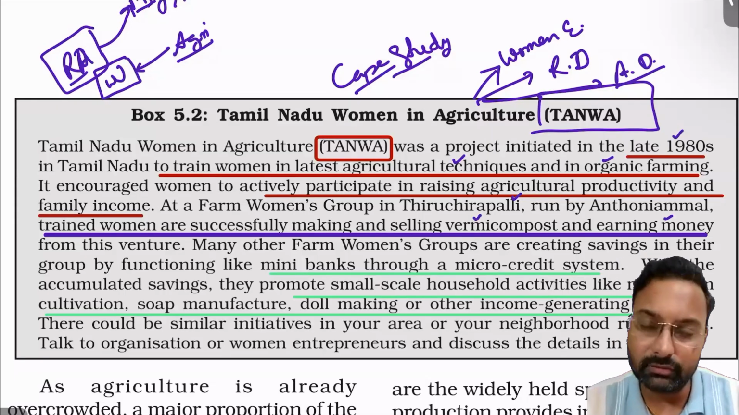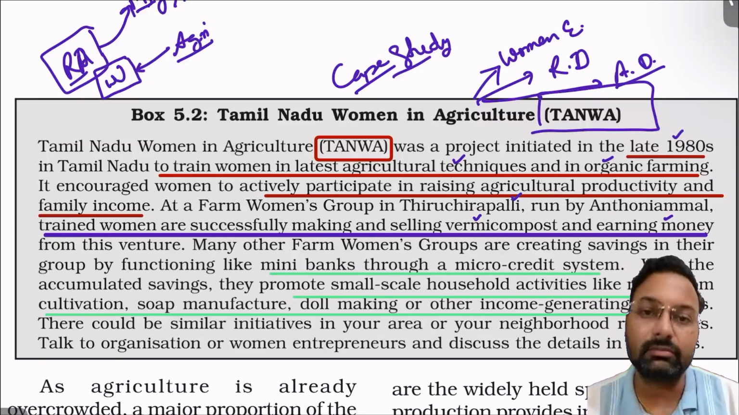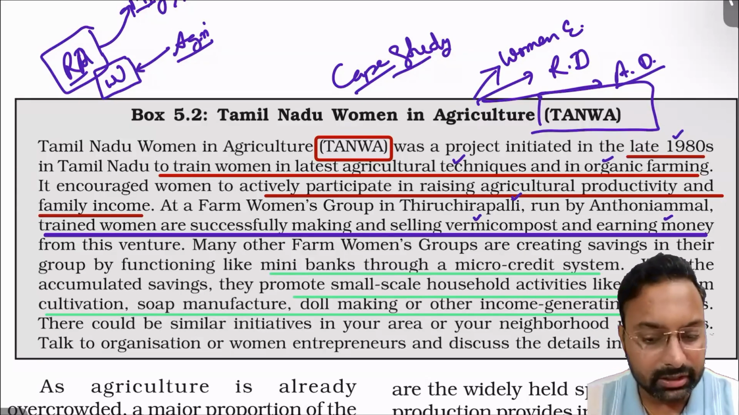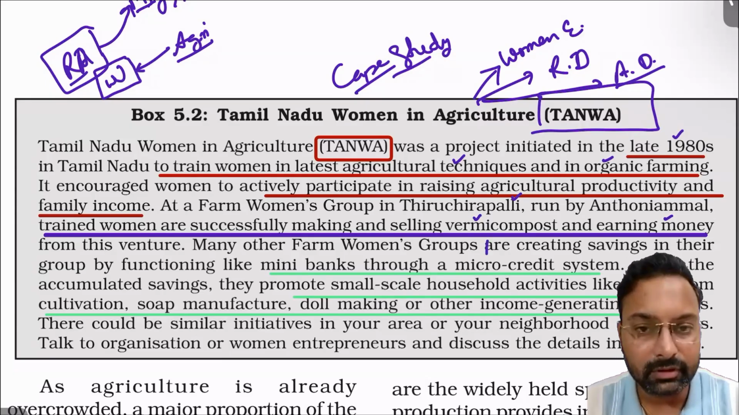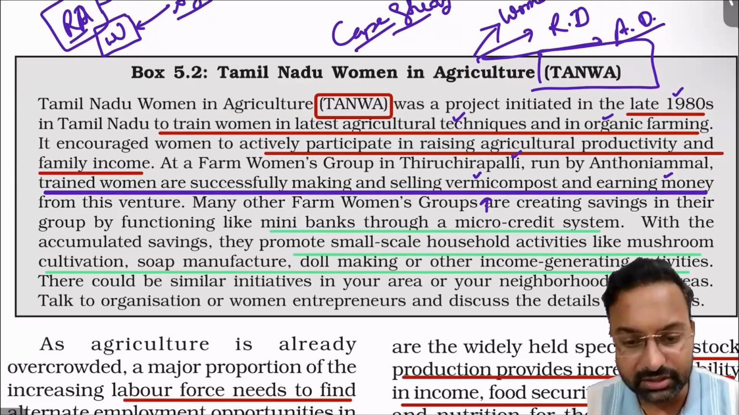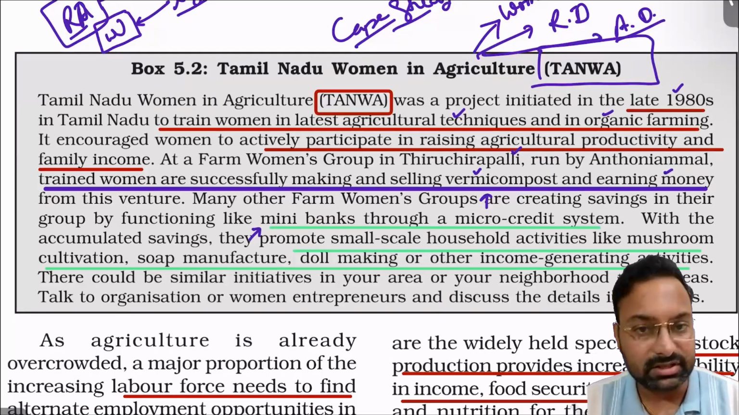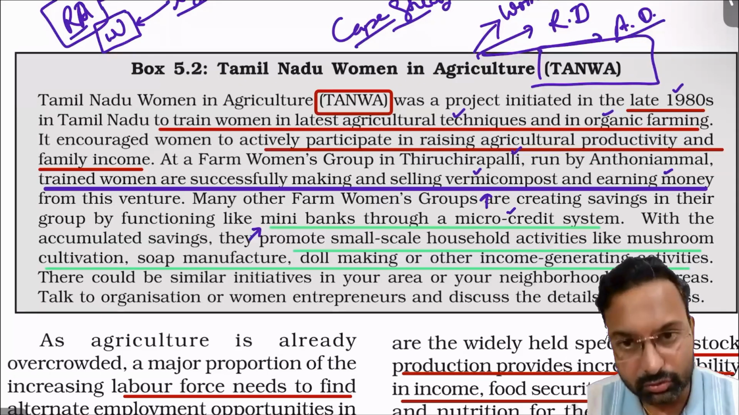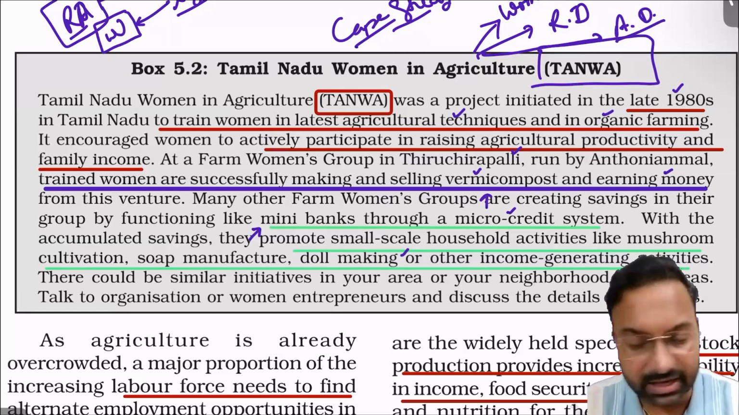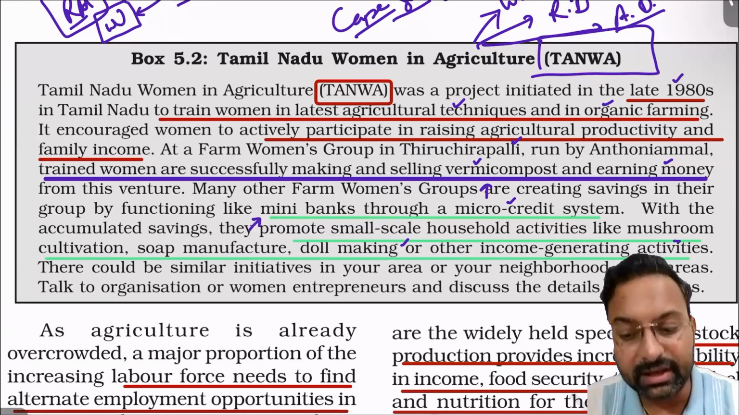So not only were they doing the agriculture activities, they were also utilizing the waste generated from the agriculture activities to make organic fertilizer, vermicompost, and then they were generating surplus money from that, right? So that was the initiative of Tanwa. Also, mini banks were started by the state government, and they were given micro credits in order to establish some productive assets, right? And this led to the generation of small scale home activities, small scale industries like mushroom cultivation, soap manufacturing, doll making, and other income generating activities.